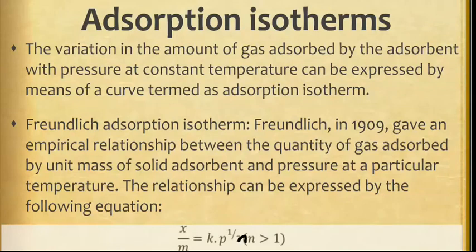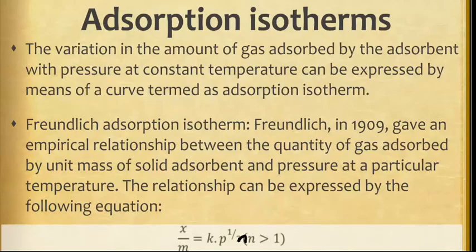Hello everyone. Today we will talk about adsorption isotherms. So what are adsorption isotherms? Simply, when temperature is kept constant and the curves are plotted between the amount of the gas adsorbed on the surface of the adsorbent and the pressure, then the graph is called an adsorption isotherm. Variation in the amount of the gas adsorbed by the adsorbent with pressure is the adsorption isotherm.